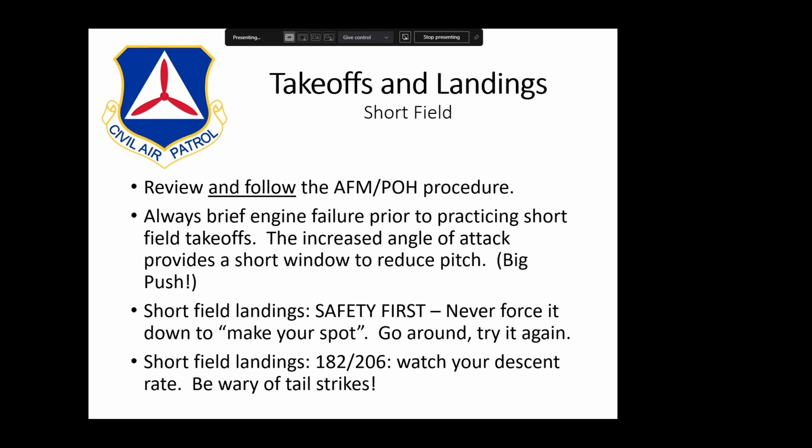As I mentioned earlier, we've had a few tail strikes in CAP, right? Be wary of those. And also in our heavier aircraft, the 182s and 206s, the descent rate on short field landings, if you're doing it at a high pitch angle, in the case, for example, you're trying to avoid an obstacle, the descent rate can become significant to the point where you will probably need some power to arrest the descent rate before you come down.